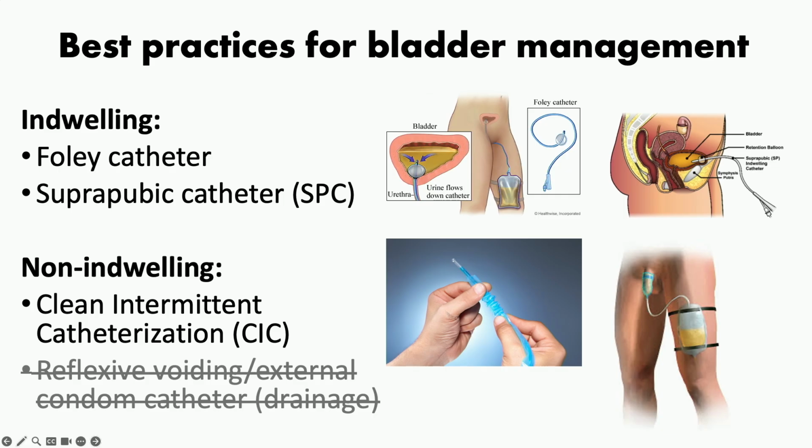So the best practices are either having an indwelling catheter, of which there are two, a Foley catheter and a suprapubic catheter, or the non-indwelling option, which is called clean intermittent catheterization. And then at the bottom, I lined this out because we don't recommend condom drainage anymore, and I'll go through that in detail in a little bit.